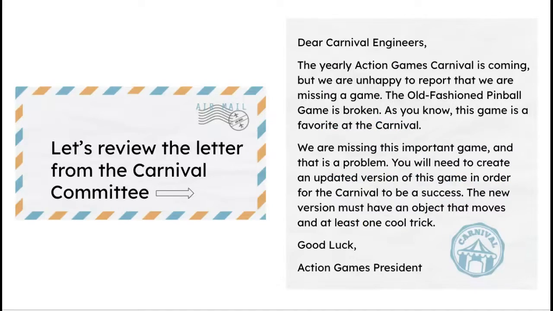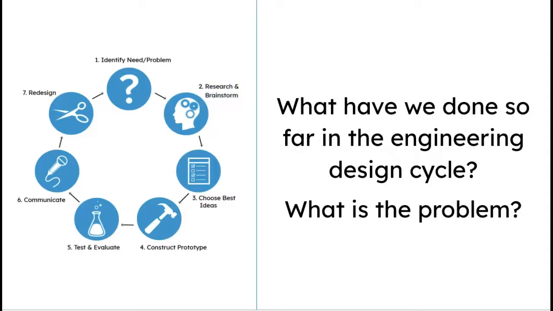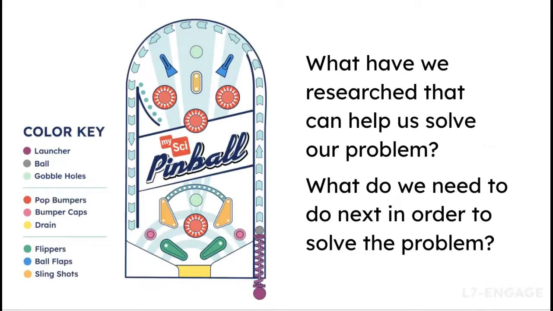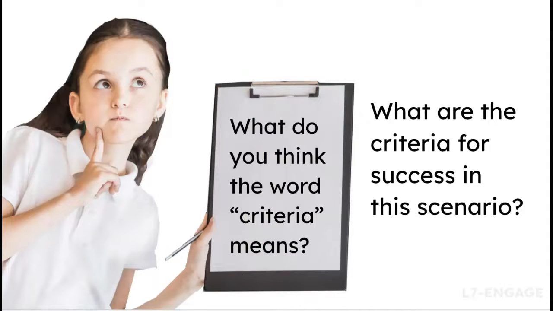To begin the Engage portion, you'll display the letter from the Carnival Committee from Lesson 1. You'll also show the engineering design cycle along with some questions. You'll review parts of a pinball machine and ask questions about the problem they're trying to solve. Then you'll revisit the driving question board and add any new questions and highlight others connected to the learning goals of this lesson by calling attention to questions about how to make a pinball machine.